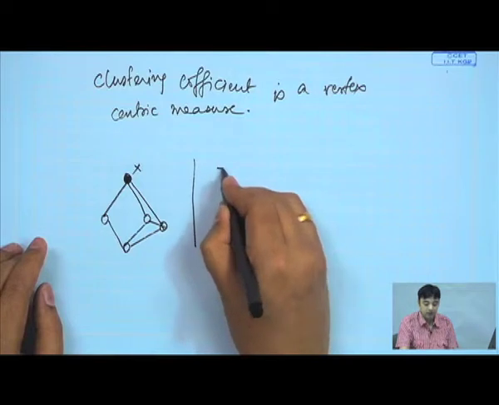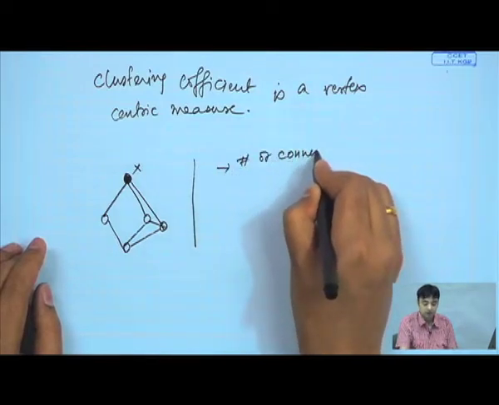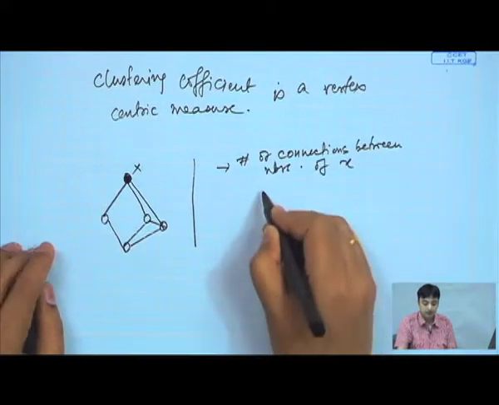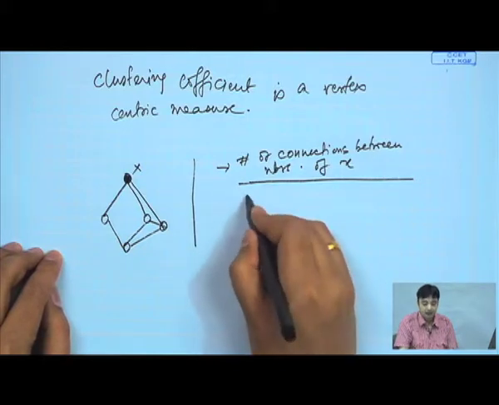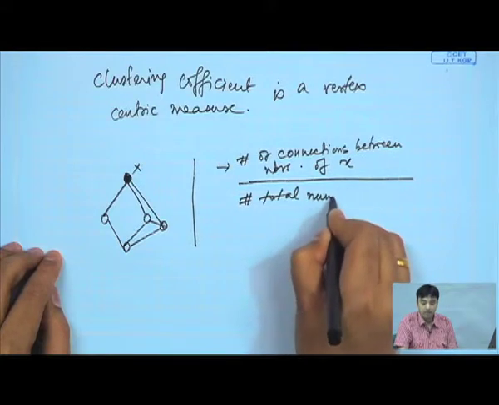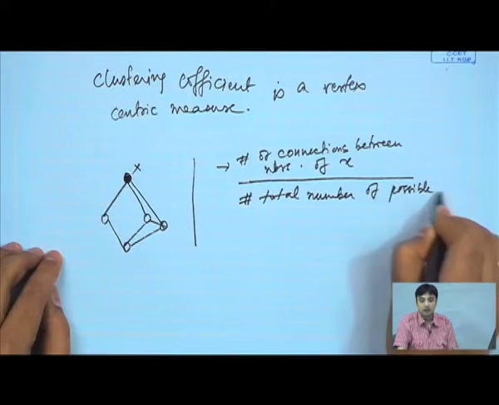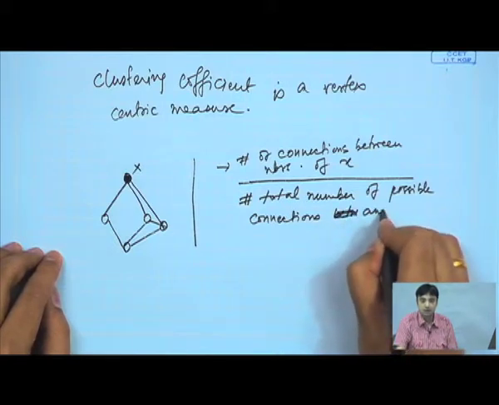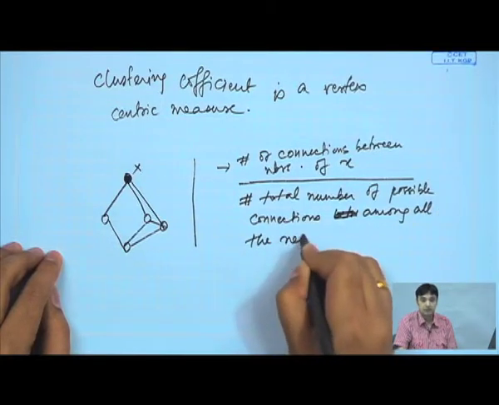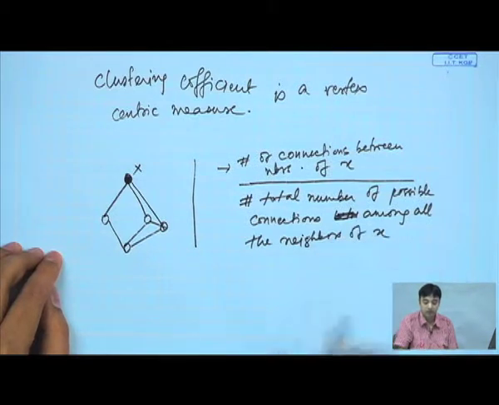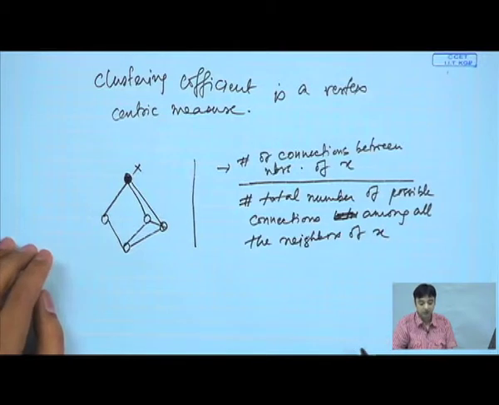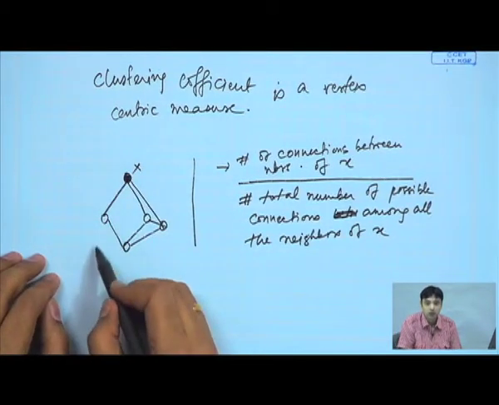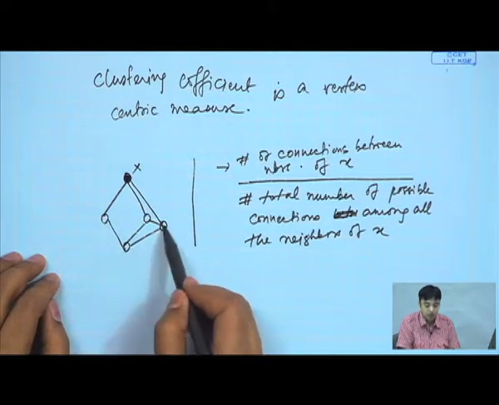So, in this particular example, the number of connections between neighbors of x is expressed as a fraction of the total number of possible connections among all the neighbors of x. This is basically the definition of clustering coefficient. So, if you are interested to find out the clustering coefficient of x, you look into the neighbors of x. Here for this particular example, you have 1, 2, 3 and 4 neighbors.